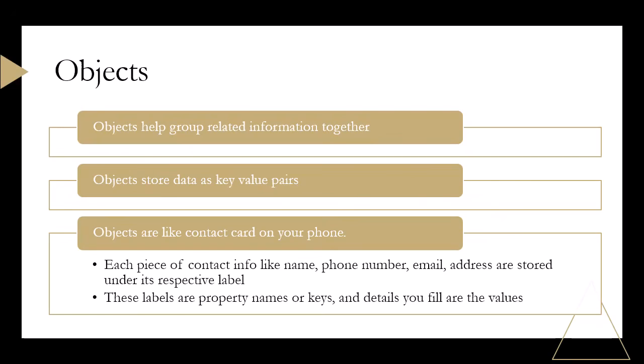So far, we have learned about variables and how they store individual pieces of data. But what if we need to group related information together? This is where objects come in. In JavaScript, objects store data in key value pairs.